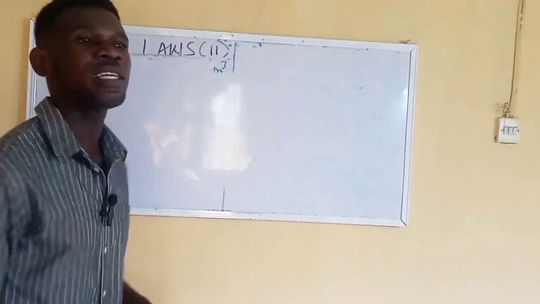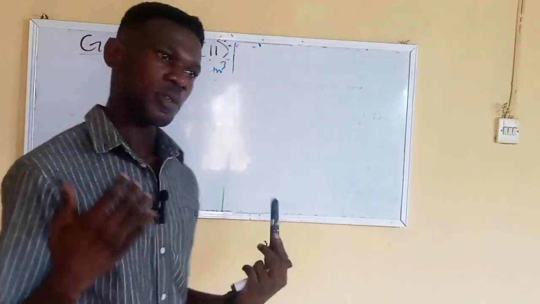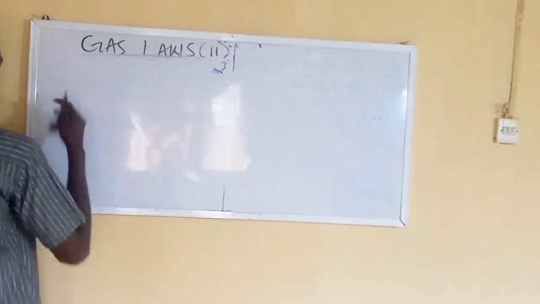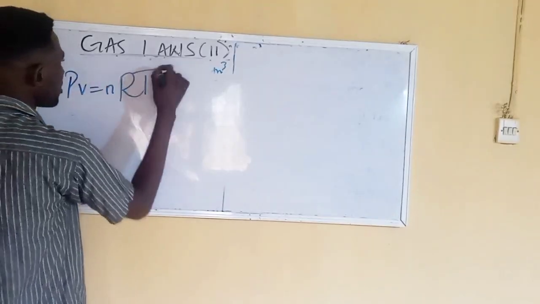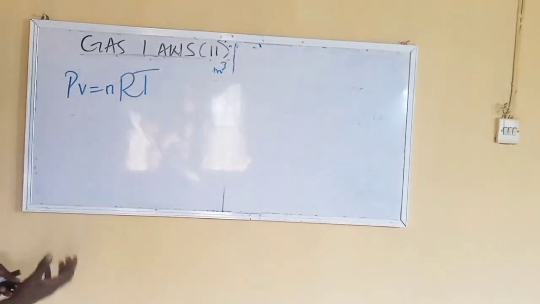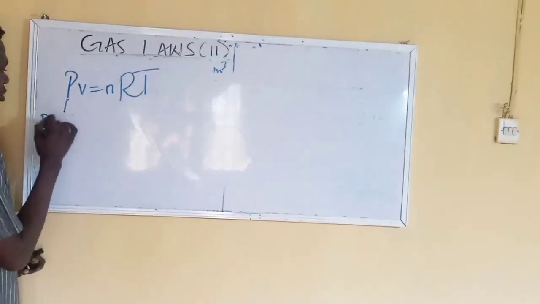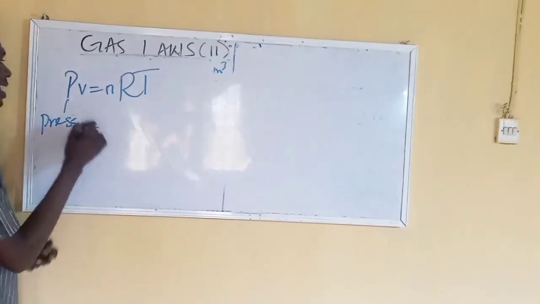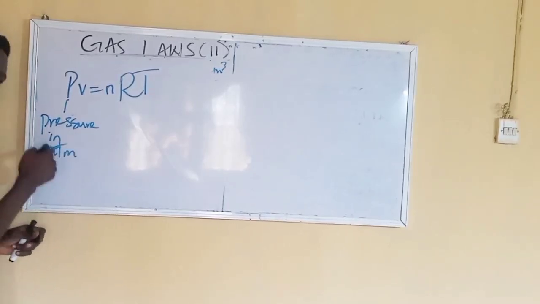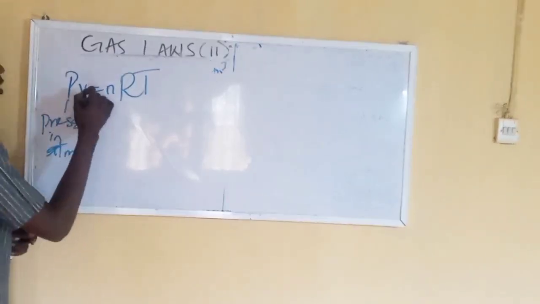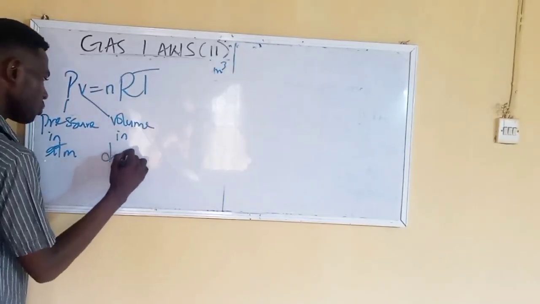Now, when you want to work with the ideal gas equation, you have the formula. It is represented as PV = nRT. Now, let us give the meanings of these parameters. P stands for pressure in atmosphere. The unit of pressure in this particular case is atmosphere. Now, you have V as your volume in dm cube.